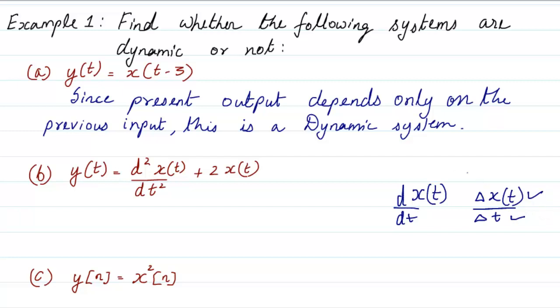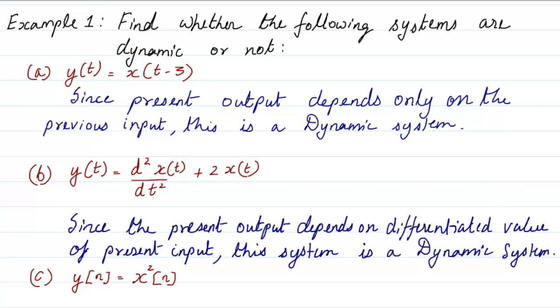Change in x of t means there is some value and there is some previous value, and the change between that is basically what is delta x of t. So whenever we have differentiation, we are always going to go for a system in which there will be some storage mechanism to just store the previous value. That is why a differentiation system will always be a dynamic system. So I will write here, since the present output depends on differentiated value of present input, this system is a dynamic system.